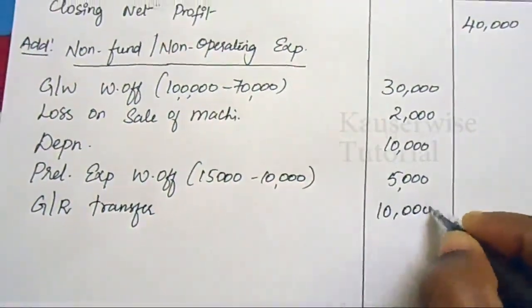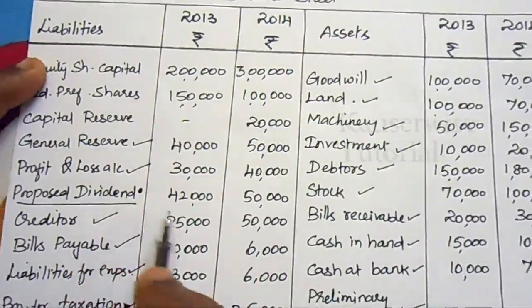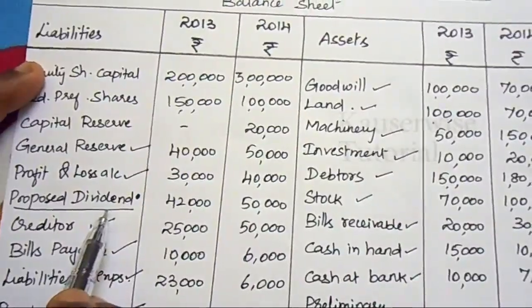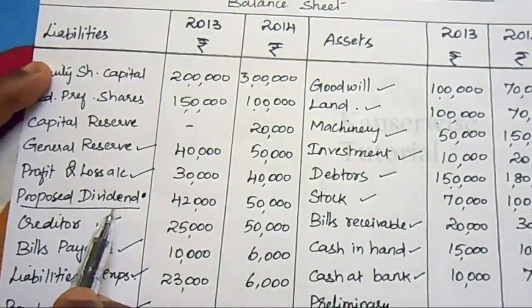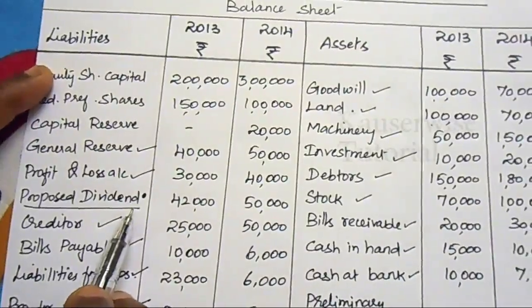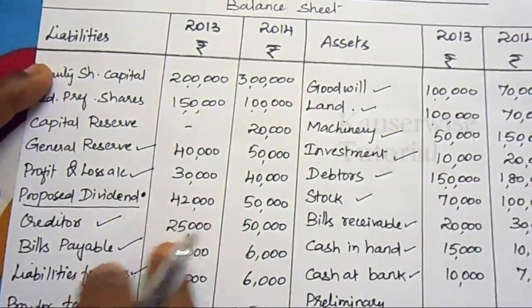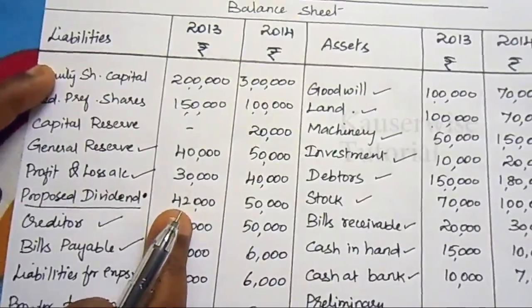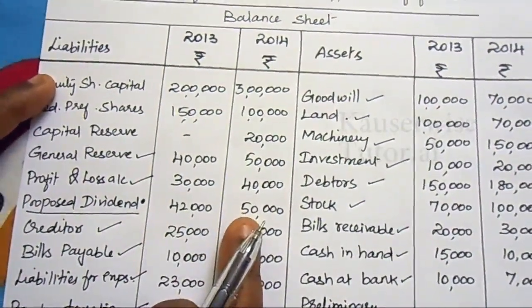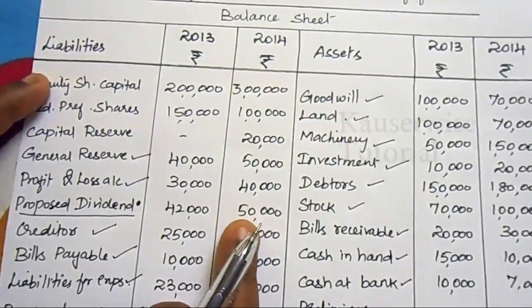10,000. Next, proposed dividend. I told you, this can be considered as a current liability or non-current liability. For your understanding, I have taken this as a non-current liability. In such a case, the opening amount will be considered as paid, and this amount will be considered as provisions made for the current year.